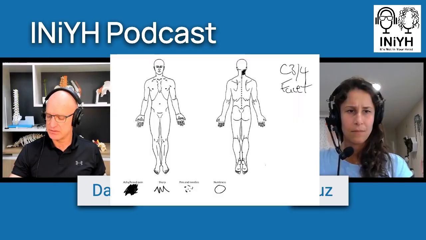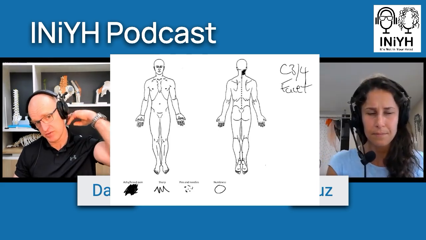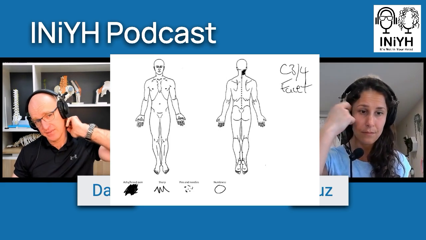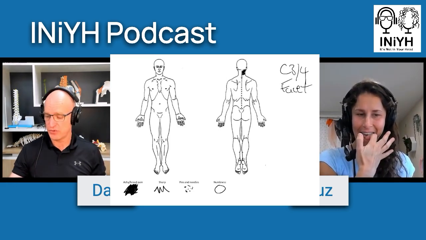C3, 4 gives you pain the next level down. The way I think about it is if you take three fingers and put them over the middle of your neck, that's pretty much the distribution of the C3, 4 facet.